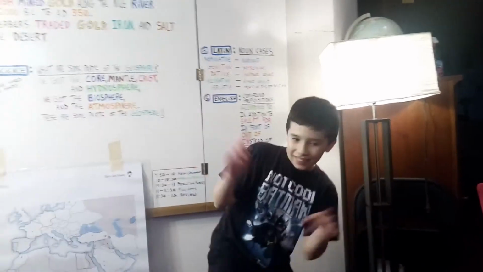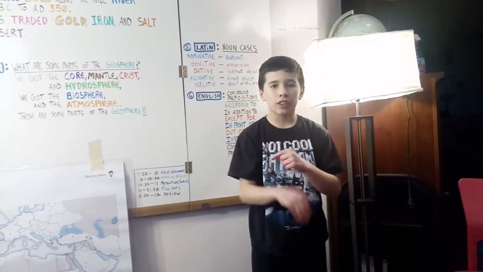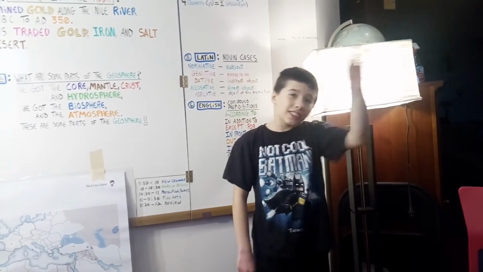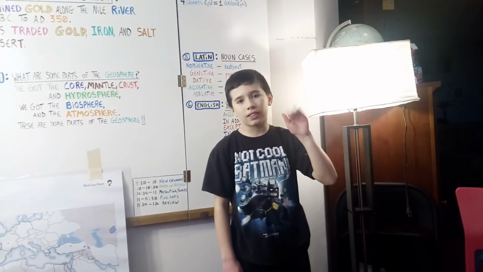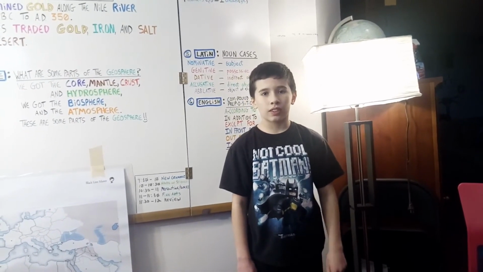So here we go. What are some parts of the geosphere? We got the core, mantle, crust, and the hydrosphere. We got the biosphere and the atmosphere. These are some parts of the geosphere.